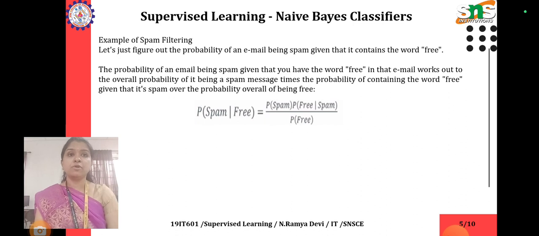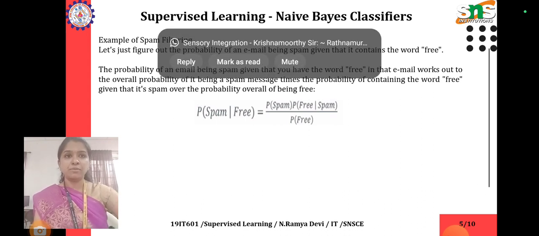Example of spam filtering. Let's figure out the probability of an email being spam given that it contains the word free. The probability of an email being spam given that you have the word free in that email works out to the overall probability of it being a spam message, times the probability of containing the word free given that it's spam, over the probability overall of containing free. So the probability of spam given free: spam is the event A and free is the event B, equal to the probability of spam times the probability of free given spam, divided by the probability of free.